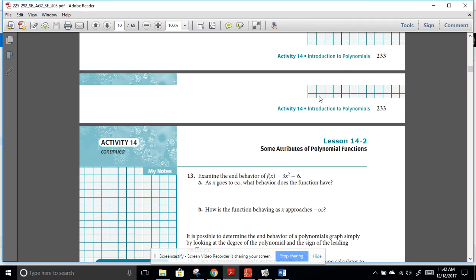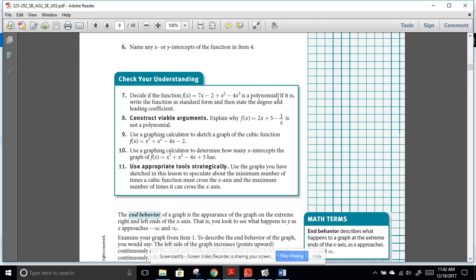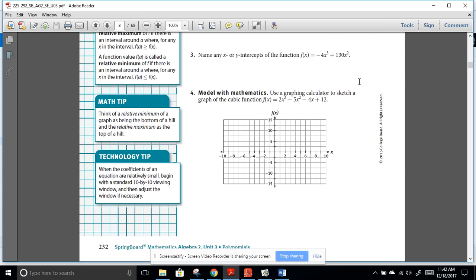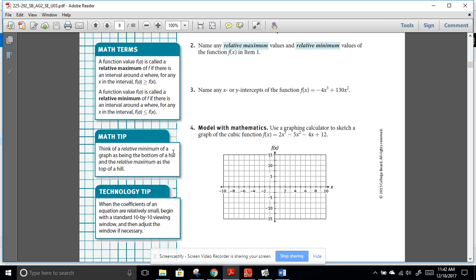And of course, I thought of one more thing after I was like, oh, I'm done. No, we need to go back and talk about this. A couple of things: relative min and relative max. And the word that I'm going to use probably more often is turning points.